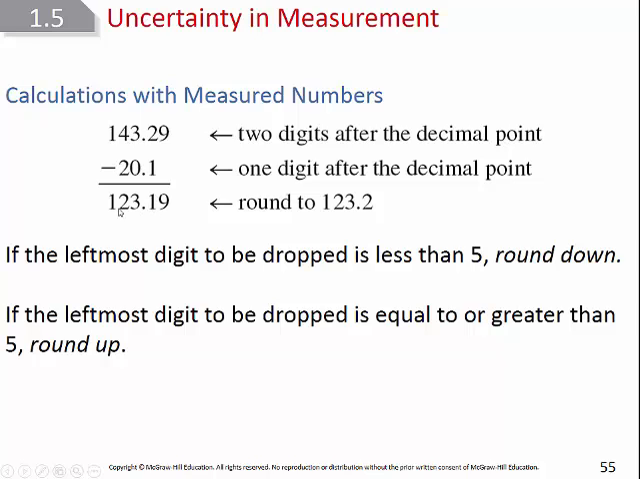Now here I have 123.19. I want to have just 1 decimal. This 1 will round up to 2 because the number following it is 5 or greater. So that is the rule for addition, subtraction. It has absolutely nothing to do with the number of significant figures.